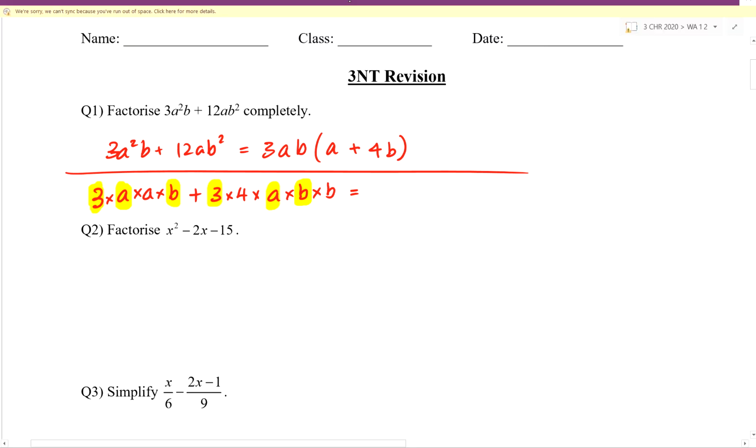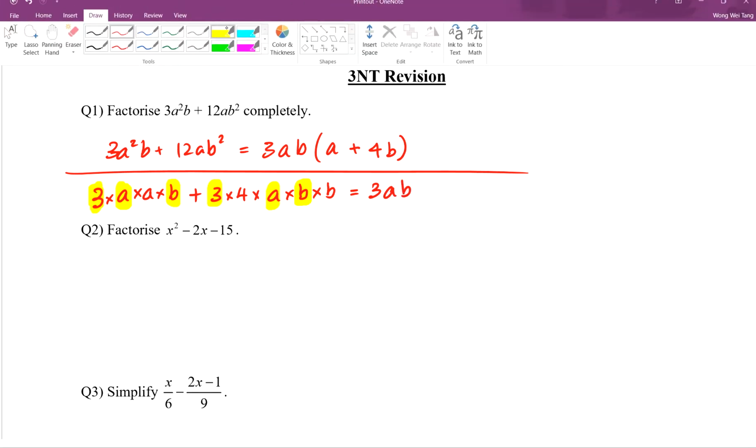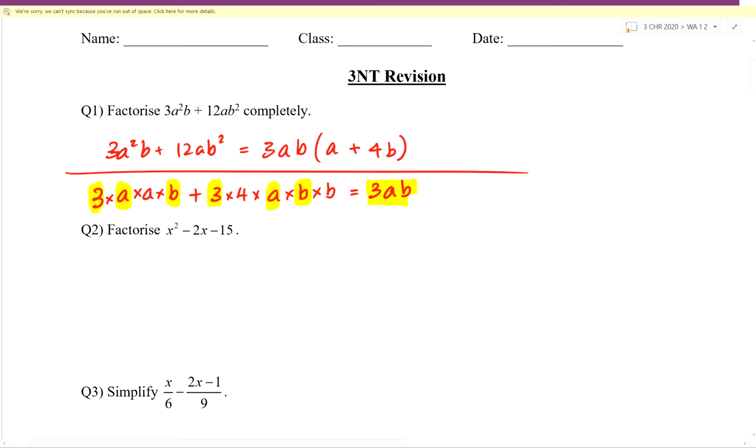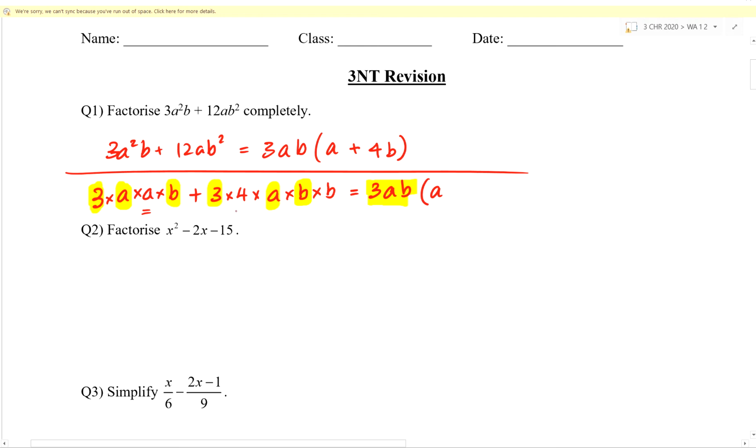So write down 3ab. These are factorized out already, all the highlighted parts. So now open bracket, we are left with only a, and we are left with plus 4b.